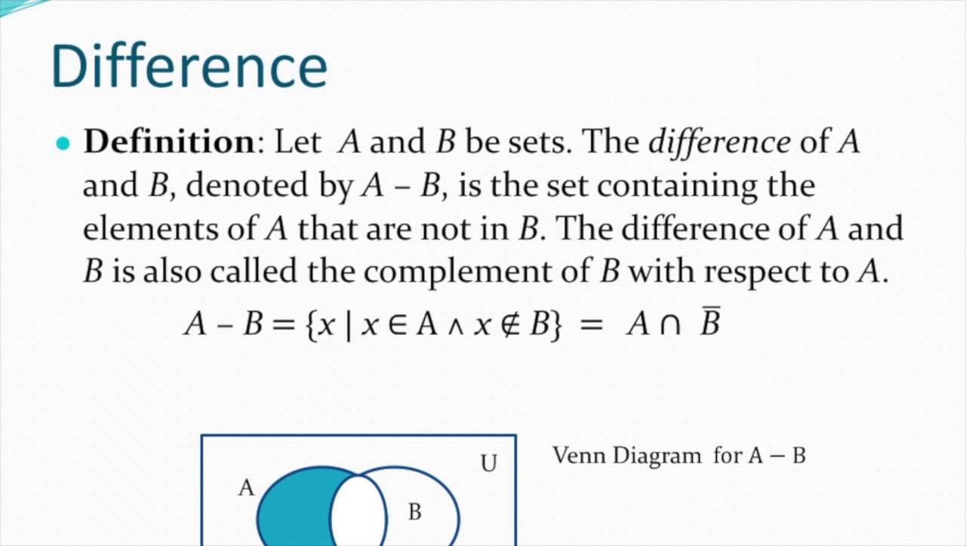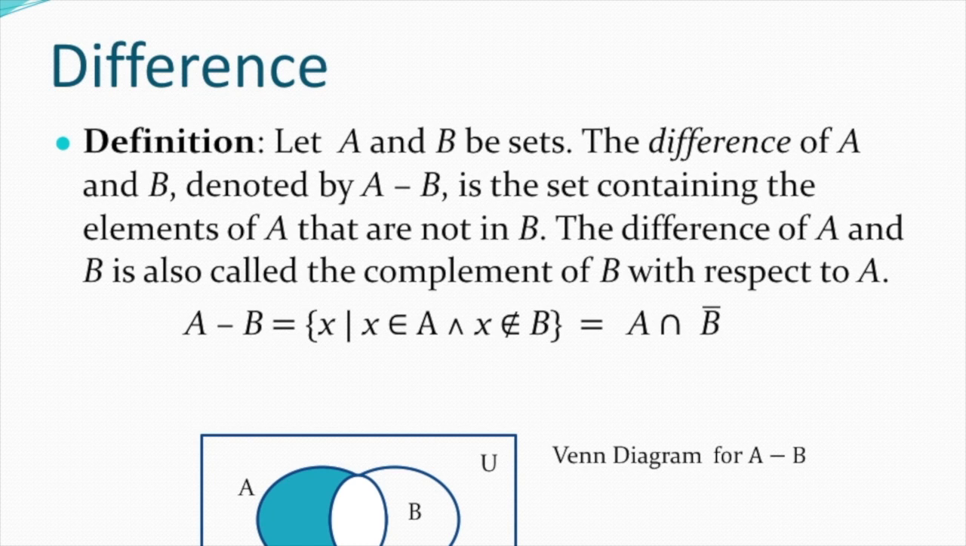Now, how is this happening? You could simply say now, U is basically the set or the elements existing in set A, and then you do the complement of B, which will basically result in B with respect to A.